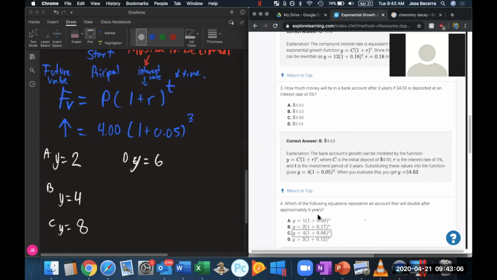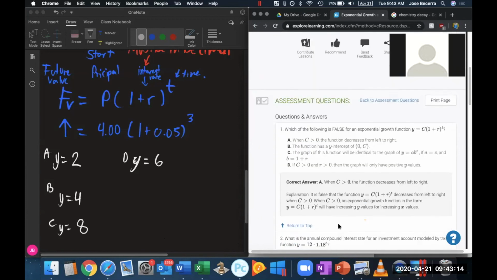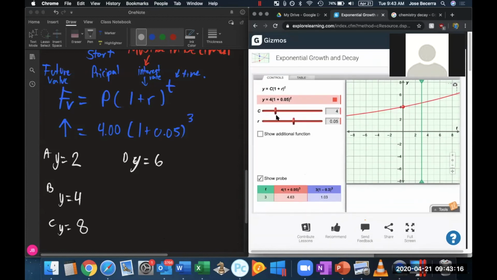All right. So out of all these guys, which one do you think is going to double after 6 years? Well, we can actually plug them in one by one. If we go back to our graph, the first one we have is y is equal to 1 plus 50, and we want to know what happens at 6 years. Did this double after 6 years, ladies and gentlemen?